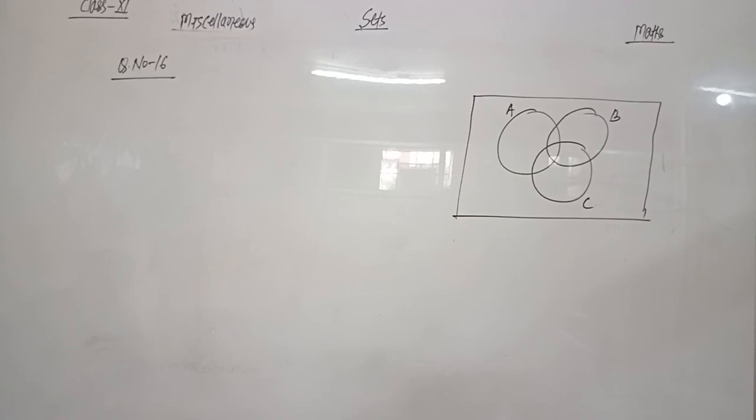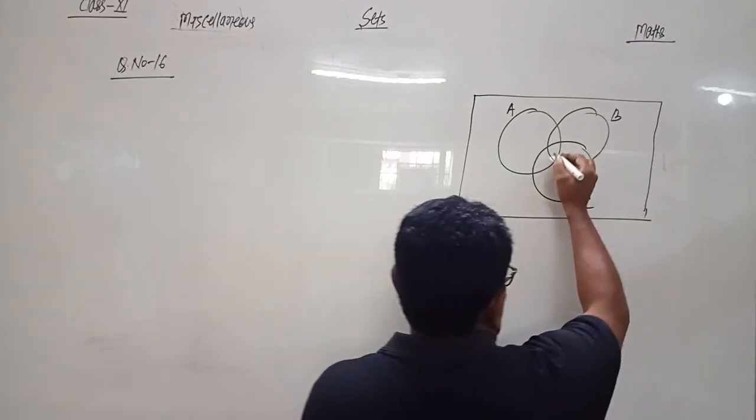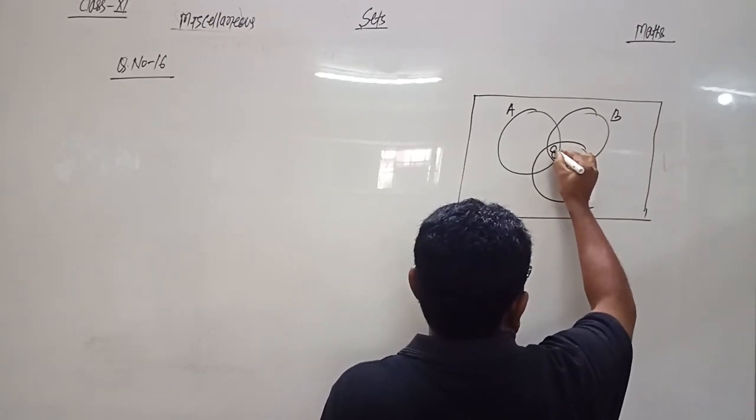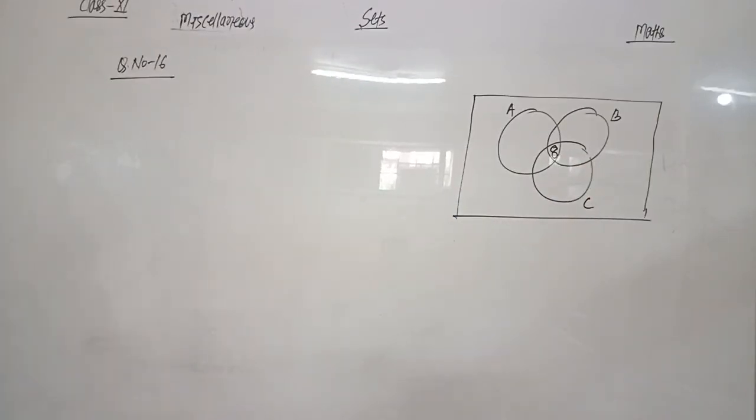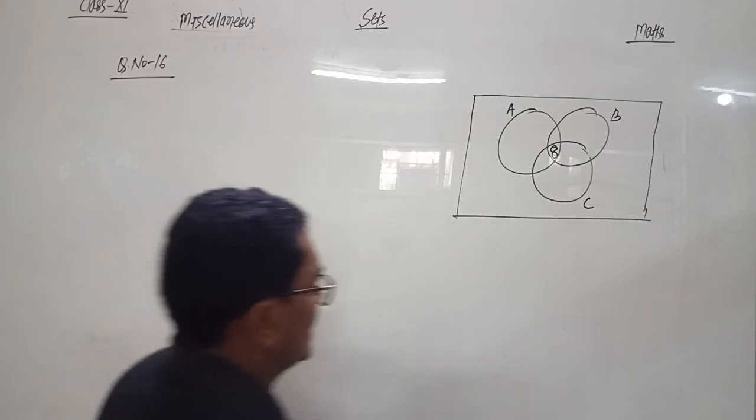If 14 people like product A and B, 12 people like product C and A and 14 people like product B and C and 8 like all the three products, meaning common among A, B and C. So 8 people like all the three products and 14 people like product A and B.